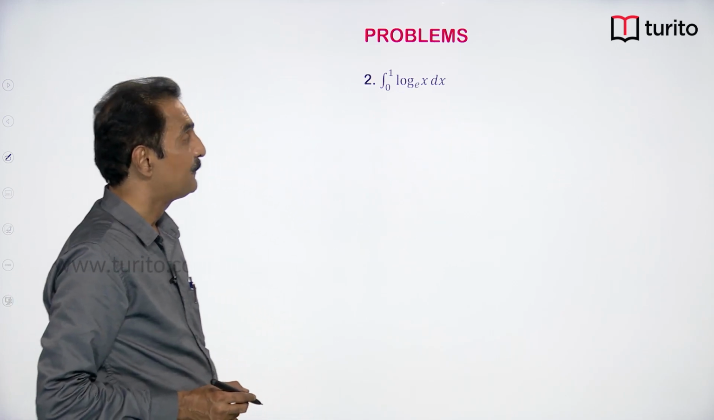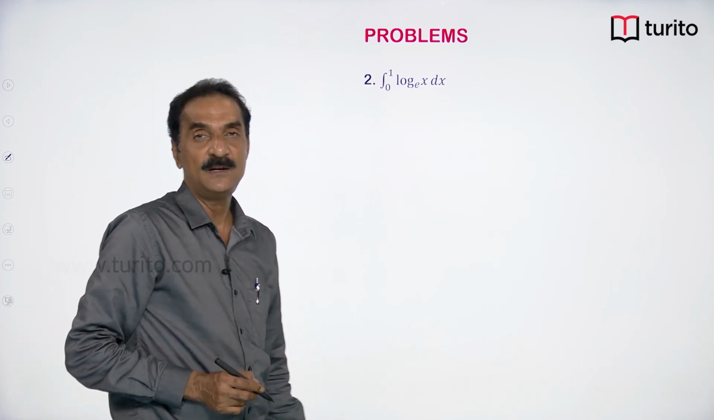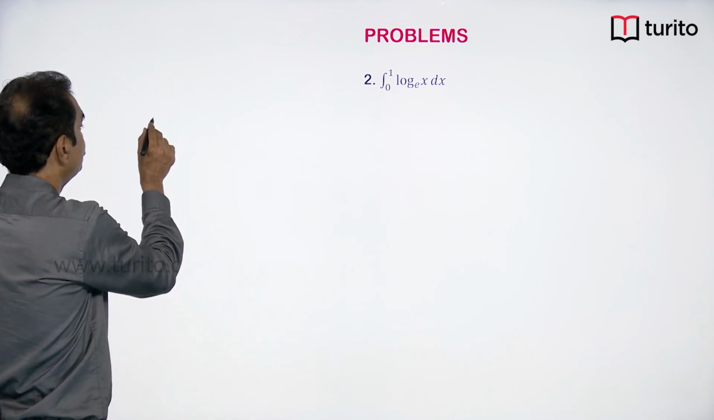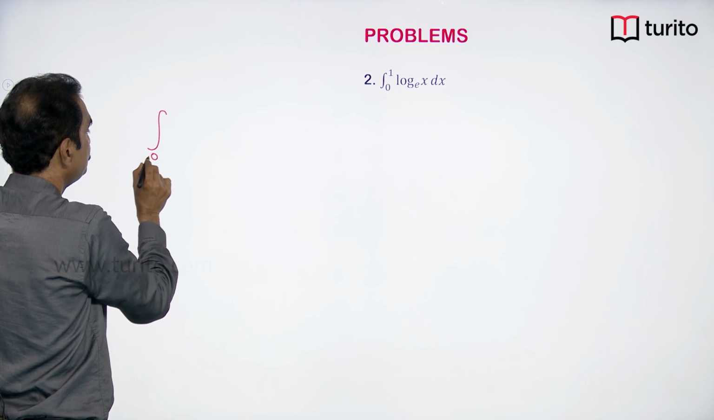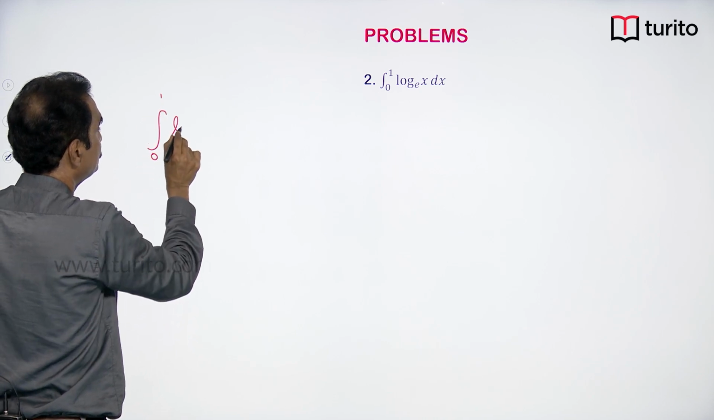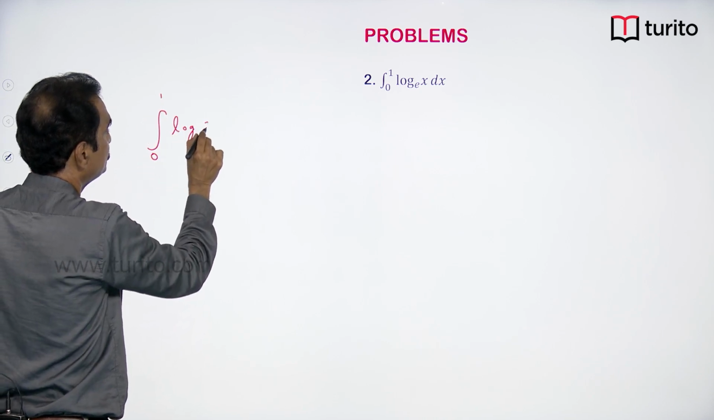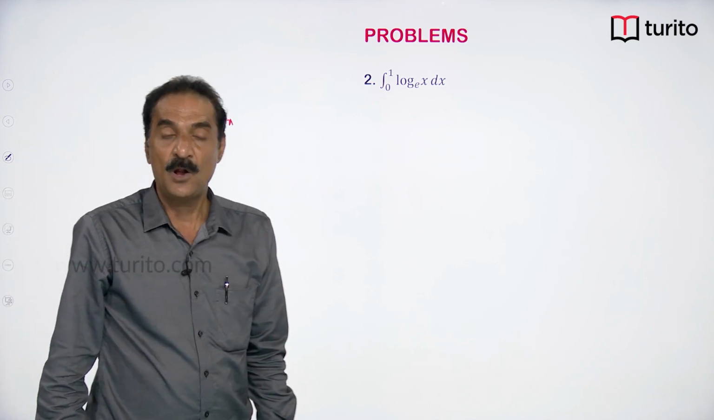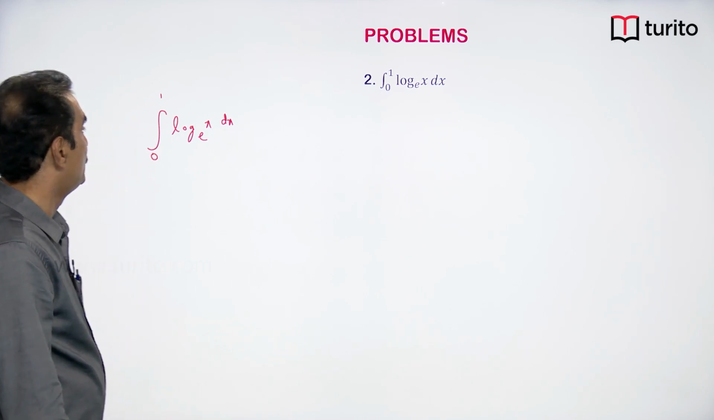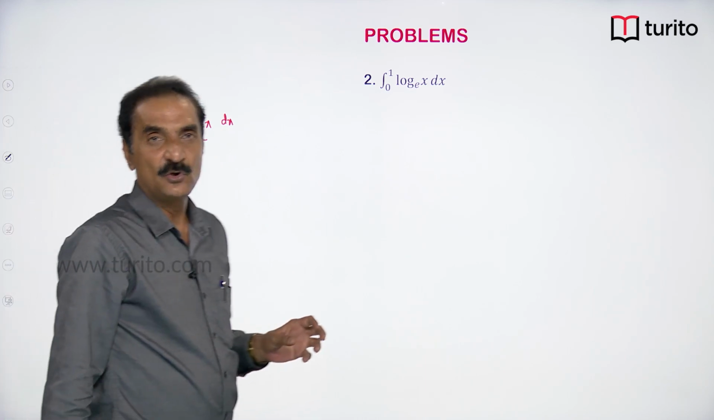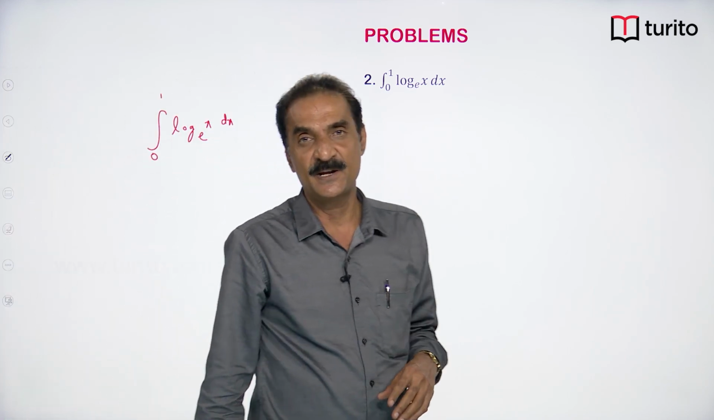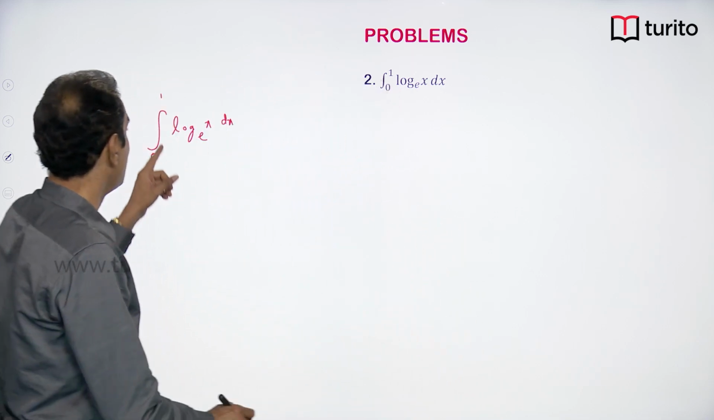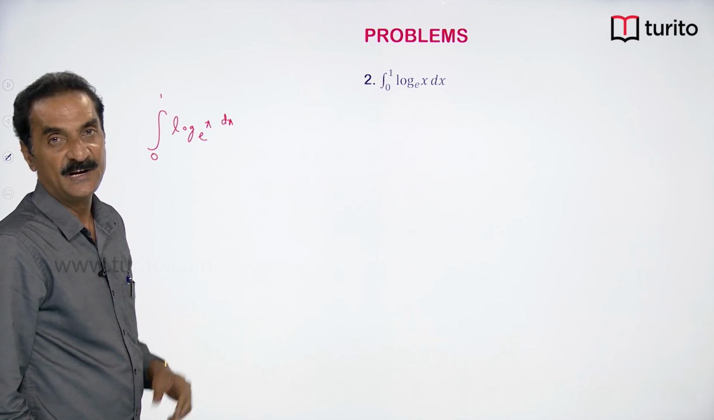Next question. Integral 0 to 1 log x to the base e. For log x also we do not have a formula in indefinite integration. We have to integrate it by parts. So, take the second function as 1 and integrate by parts.